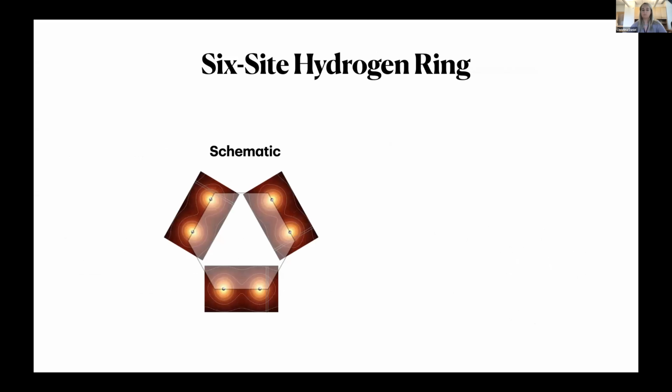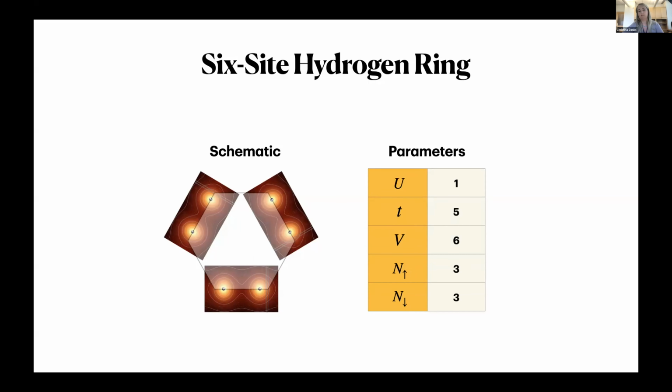Since that paper has been published, I have investigated the 6-site hydrogen ring, which is a little bit of a larger system. It is more difficult to analyze than the 4-site system because at half filling, the dimension of the Hamiltonian matrix increases exponentially with the number of atoms or sites.